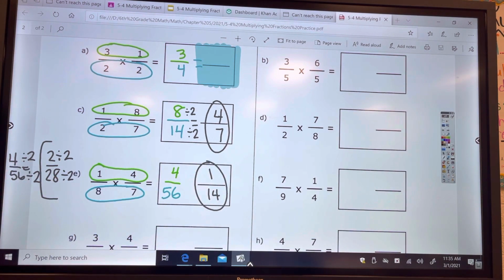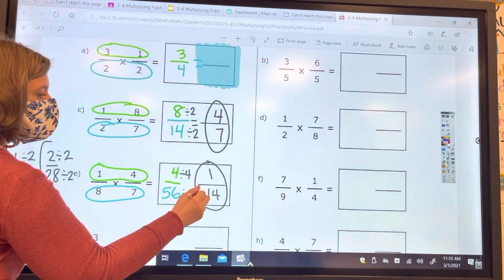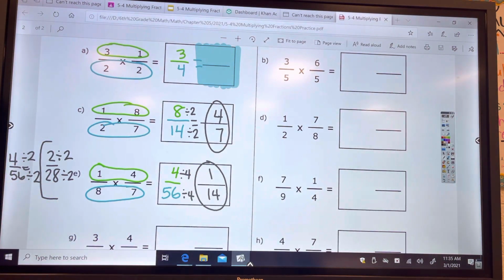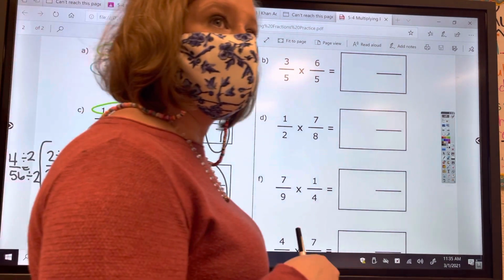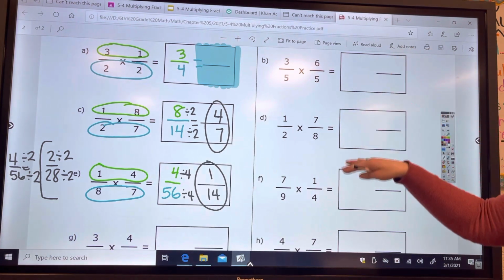I could have done 14. We could have done 4, but it. So if you had divided by 4, you would have gotten 1/14. But you see, it doesn't matter. Now, 4 would have been the greatest common factor between 4 and 56. All right, I want you to do B through F.